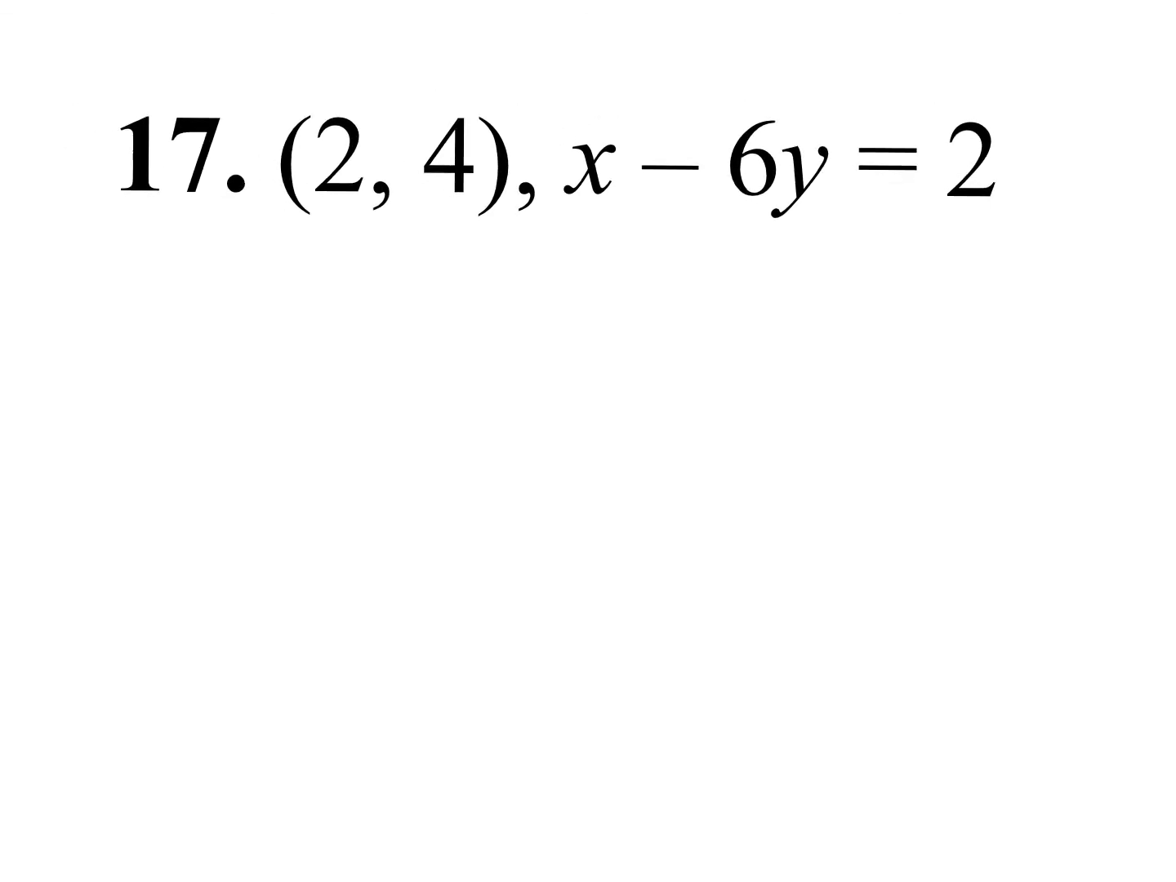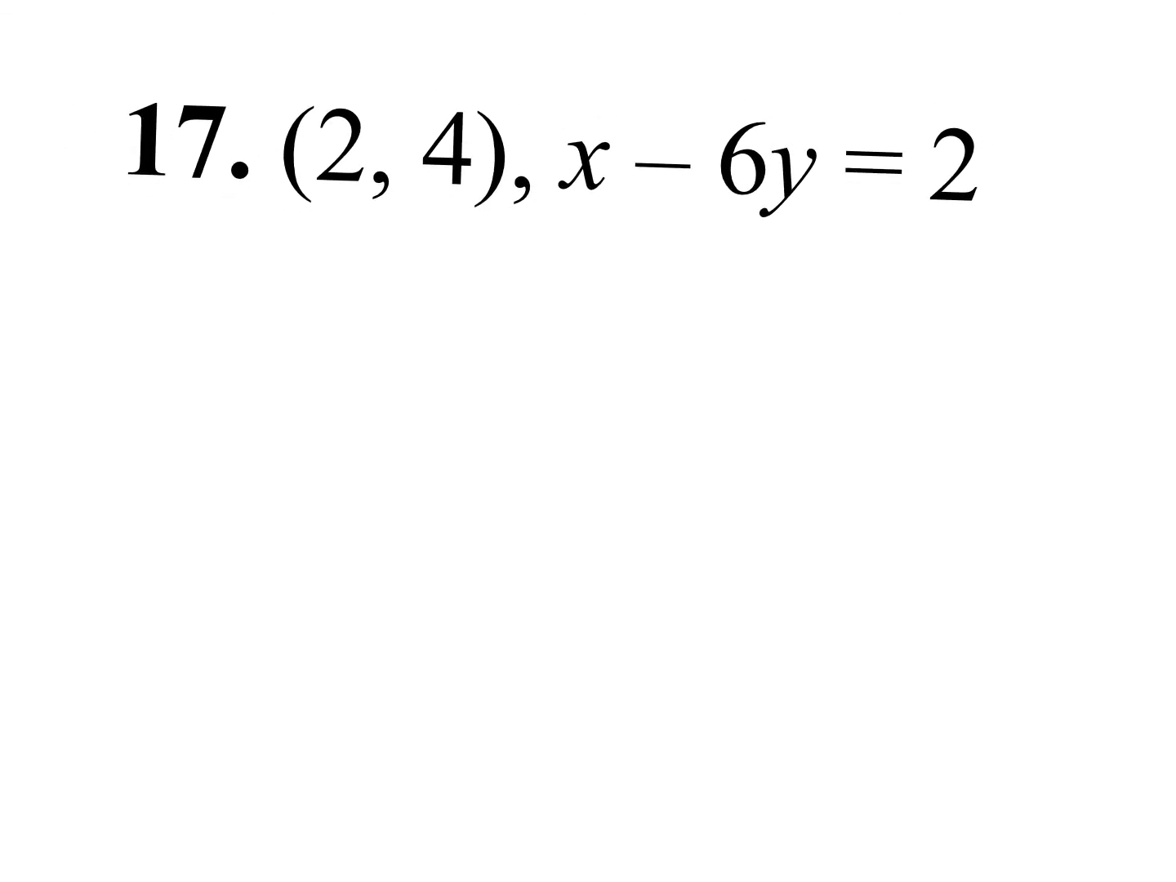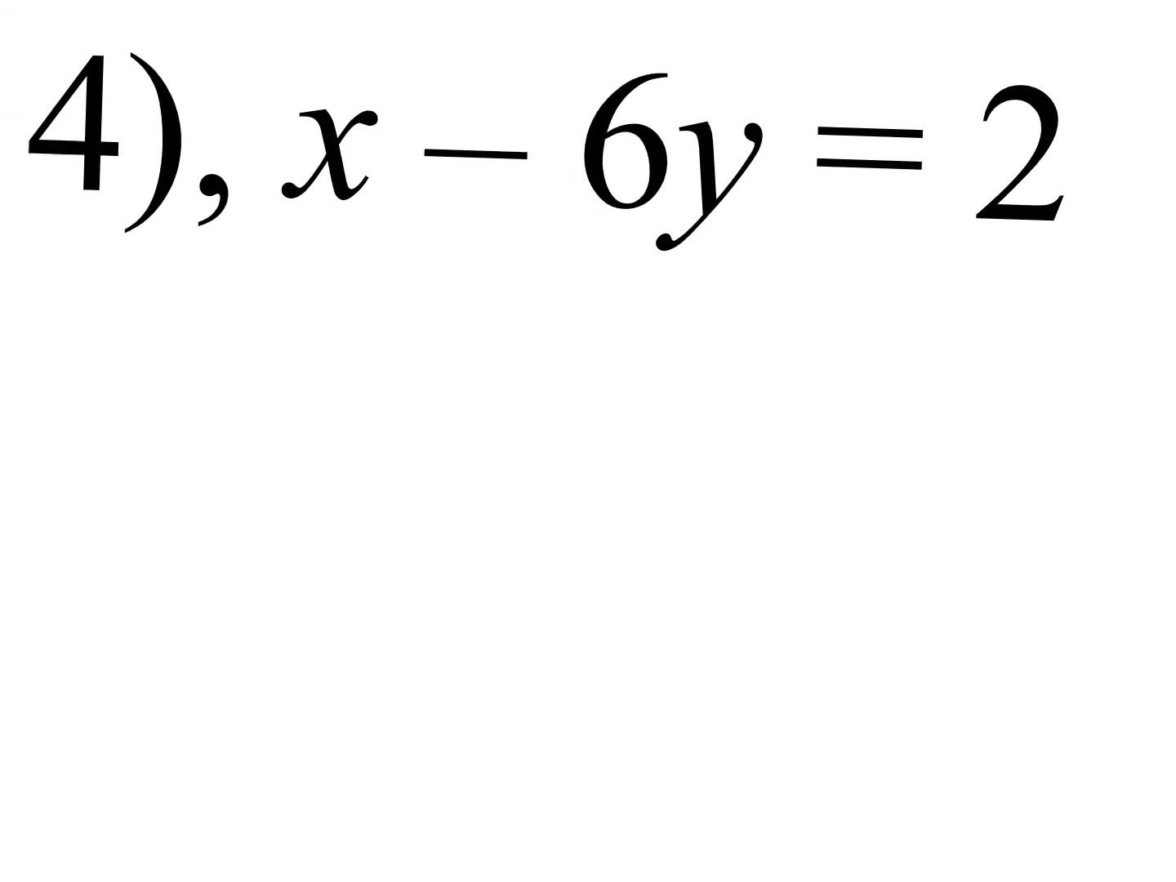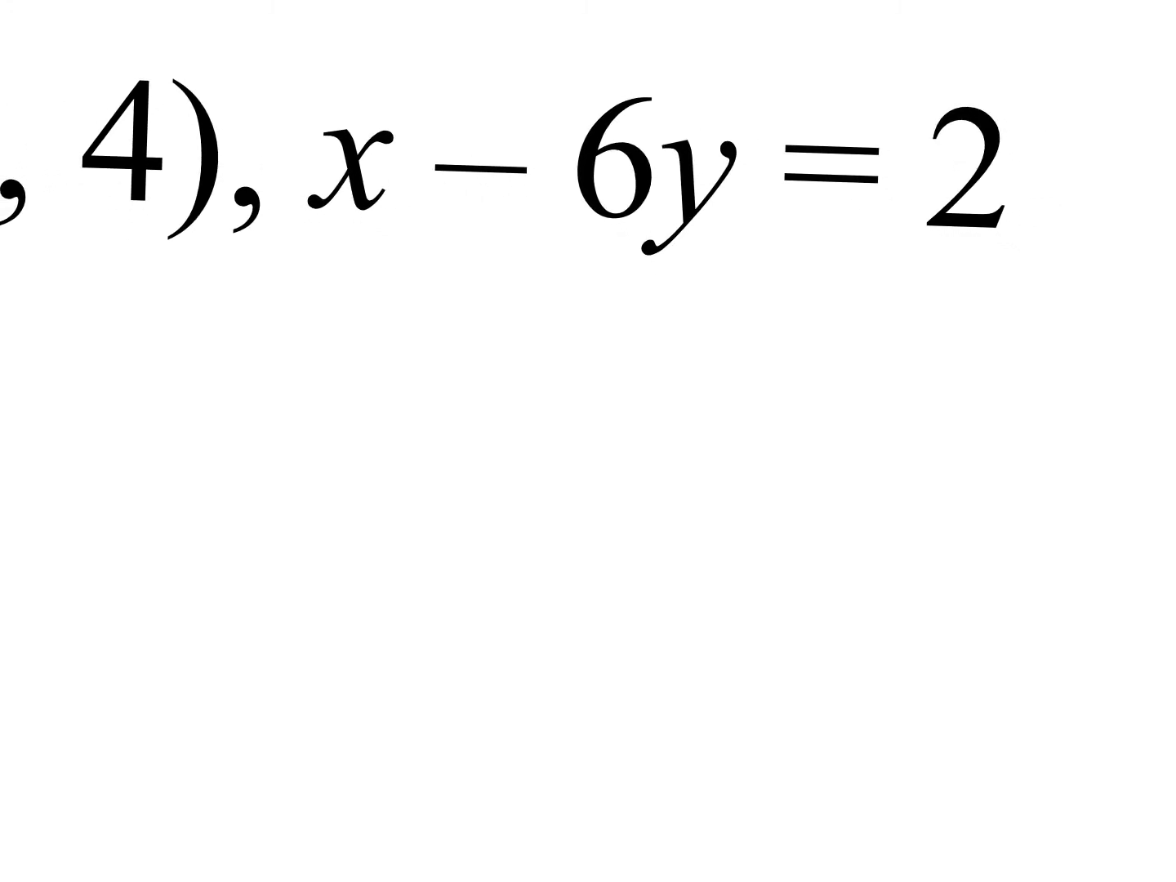Let's do number 17. Let's look at this equation first. I want to get a slope out of this equation. That way I could get my perpendicular slope from this equation. So I can't even see the slope yet. It needs to be in y equals mx plus b in order for me to see the slope, the m value. So I'm first going to begin by subtracting x and subtracting x.